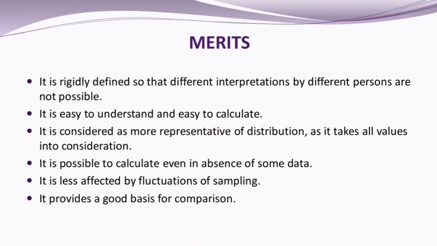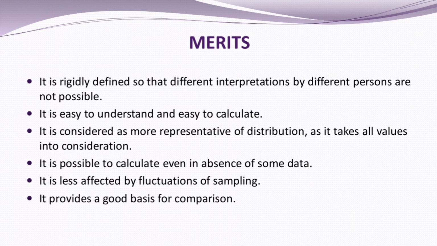Now let us see the merits and demerits of the arithmetic mean. Coming to the merits, it is rigidly defined so that different interpretations by different persons are not possible. It is easy to understand and easy to calculate. It is considered as more representative of distribution as it takes all values into consideration. It is possible to calculate even in absence of some data. It is less affected by fluctuations of sampling. It provides a good basis for comparison.